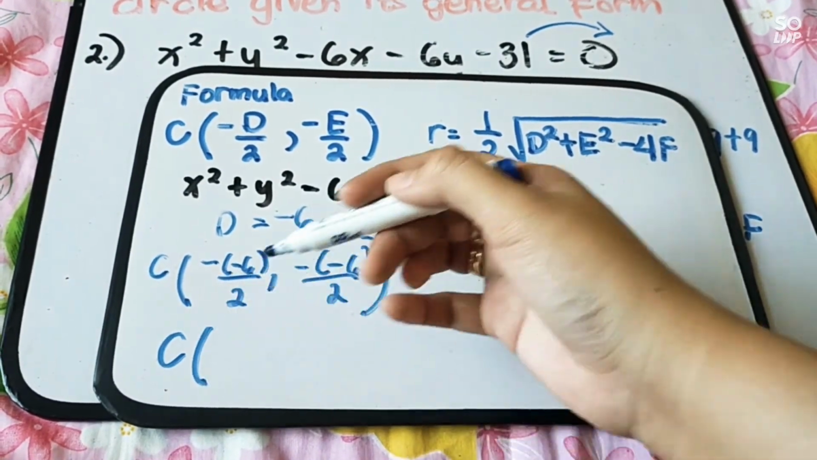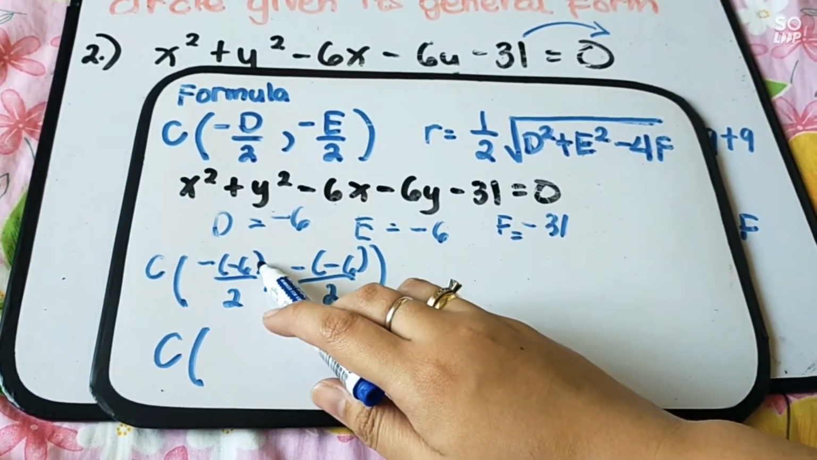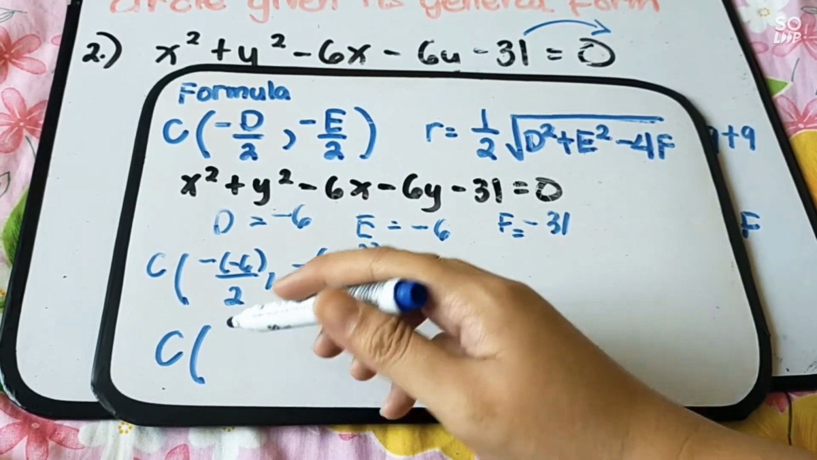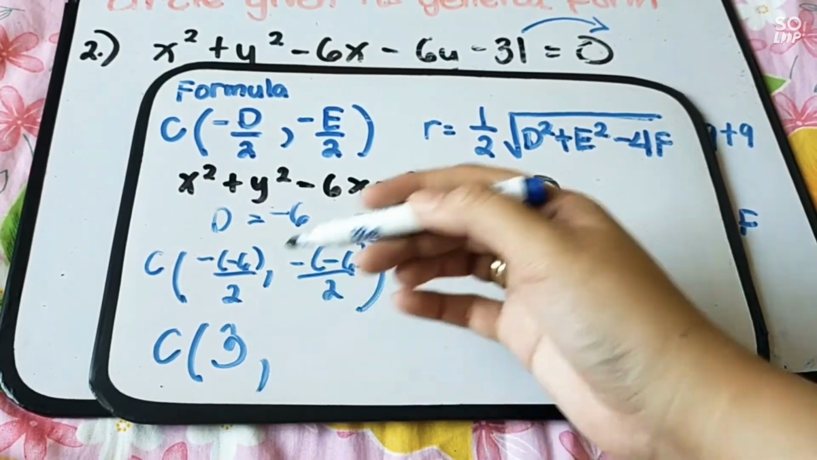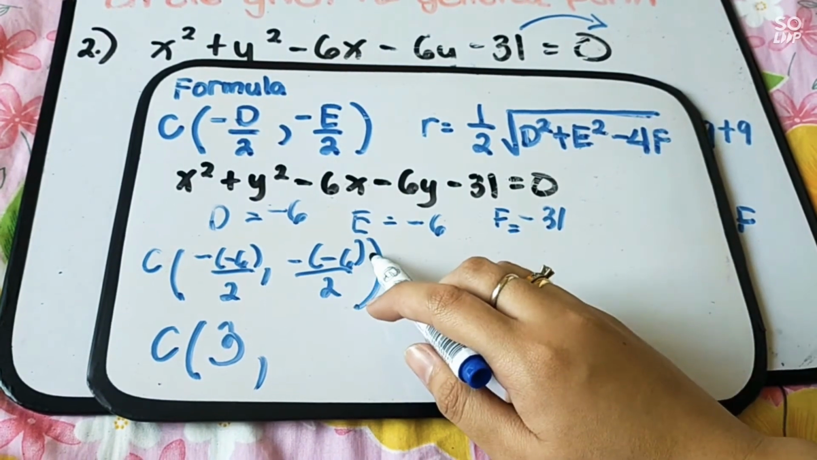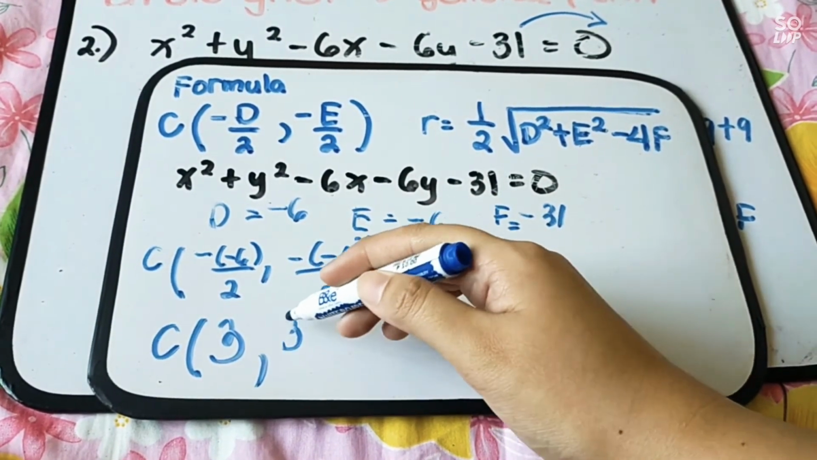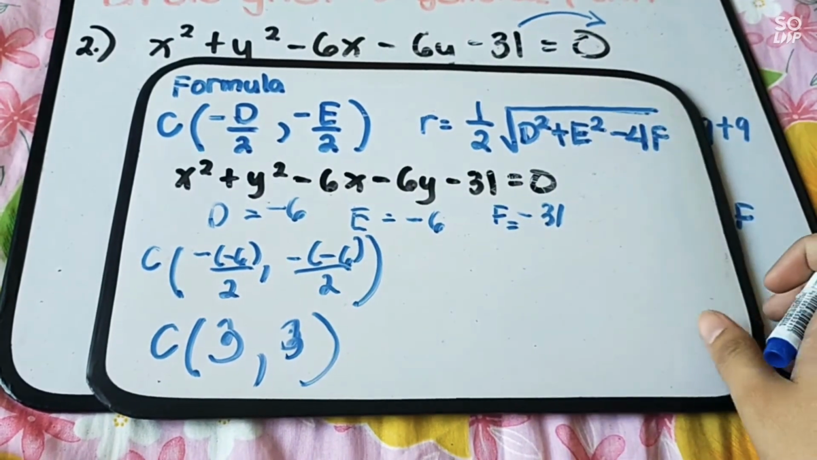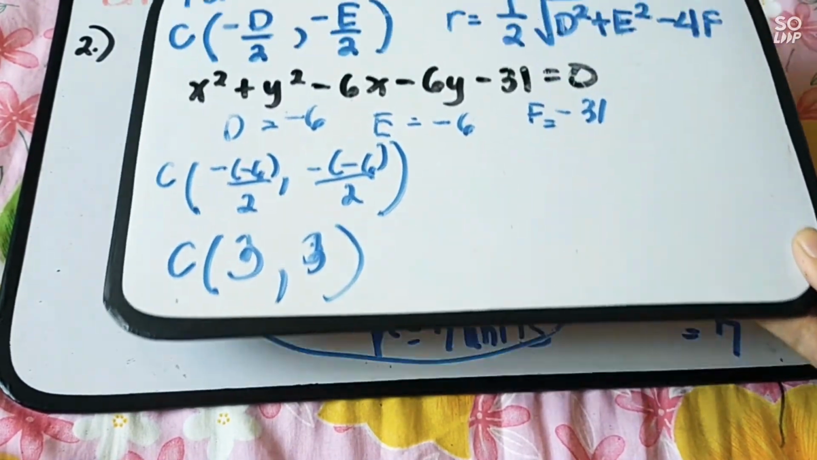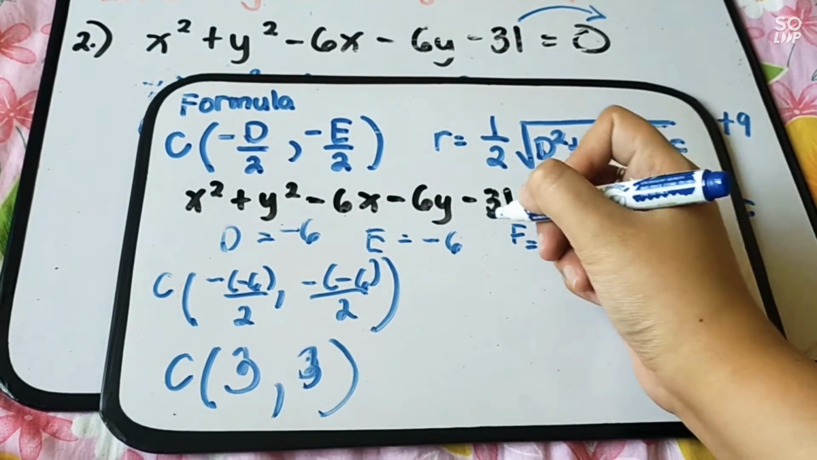Simplify. Your center here is negative times negative 6, which is positive 6, divided by 2. The answer is 3. Negative times negative 6, we have positive 6 divided by 2, we have positive 3. Okay, we have the same center, 3, 3. Correct.